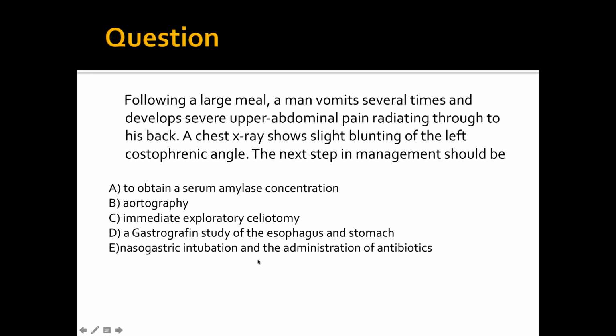NG tube placement and antibiotics. So certainly antibiotics, but we should not put an NG tube in patients who have suspected perforation because you could make the defect larger. You could make a partial tear into a full tear. You could make a Mallory-Weiss tear into a full thickness tear. So you don't want to put an NG tube blindly.